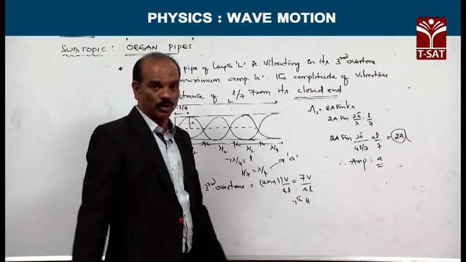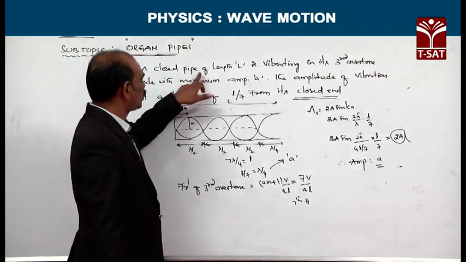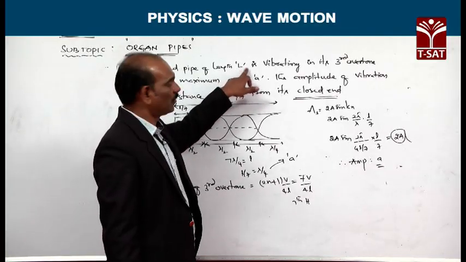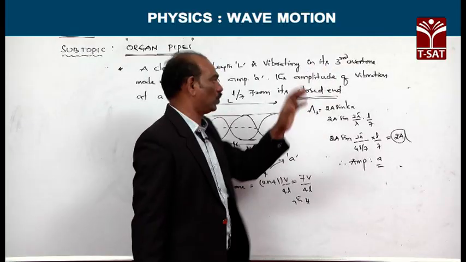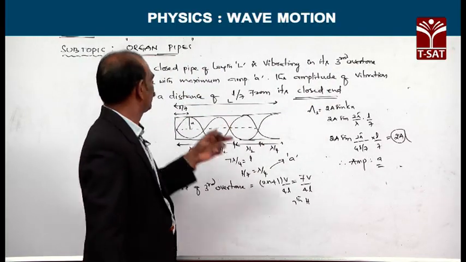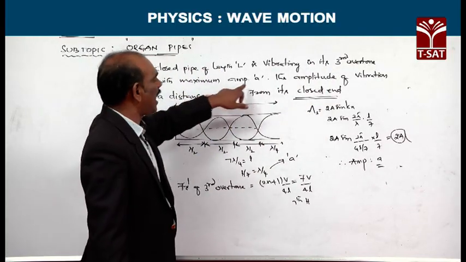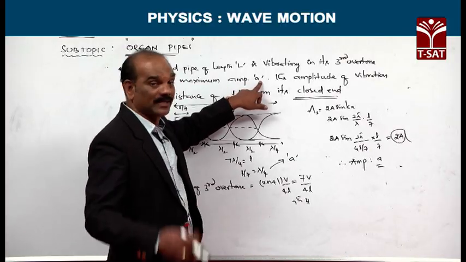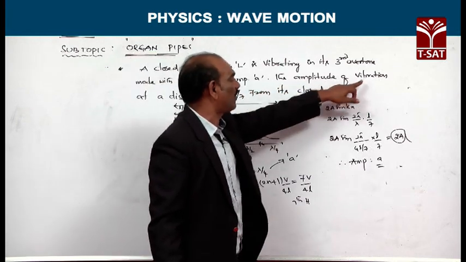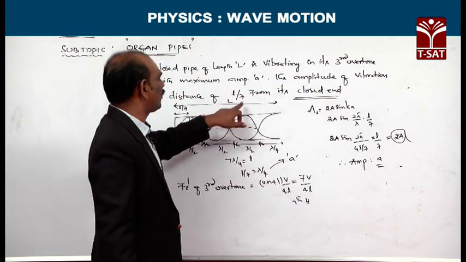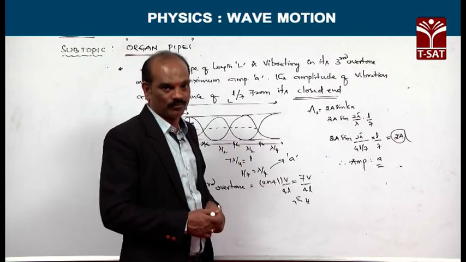Yeah, now let us see one more problem. A closed pipe of length L is vibrating in its third overtone, that is seventh harmonic mode, with maximum displacement amplitude A. Find the amplitude of vibration at a distance of L/7 from its closed end.